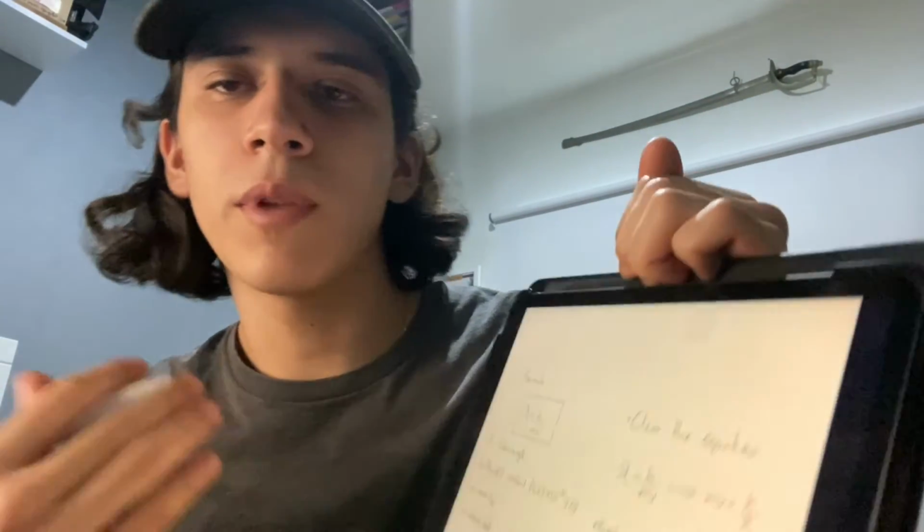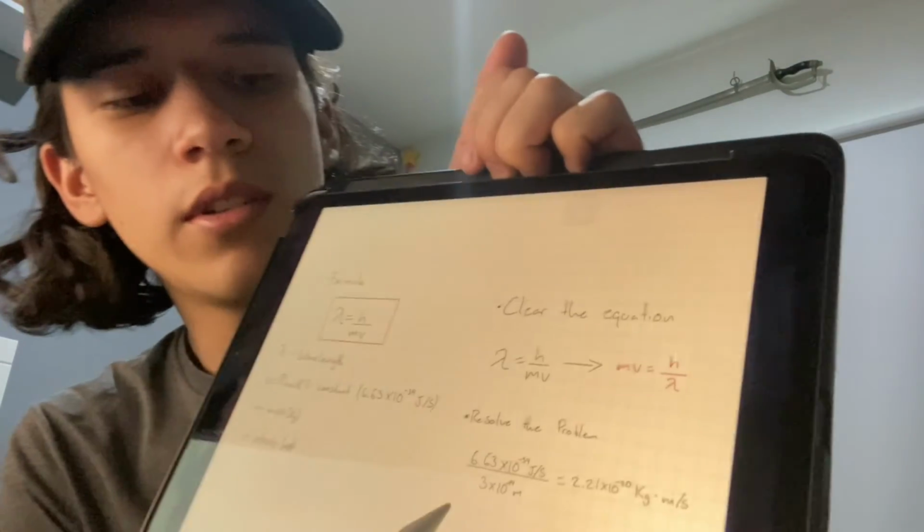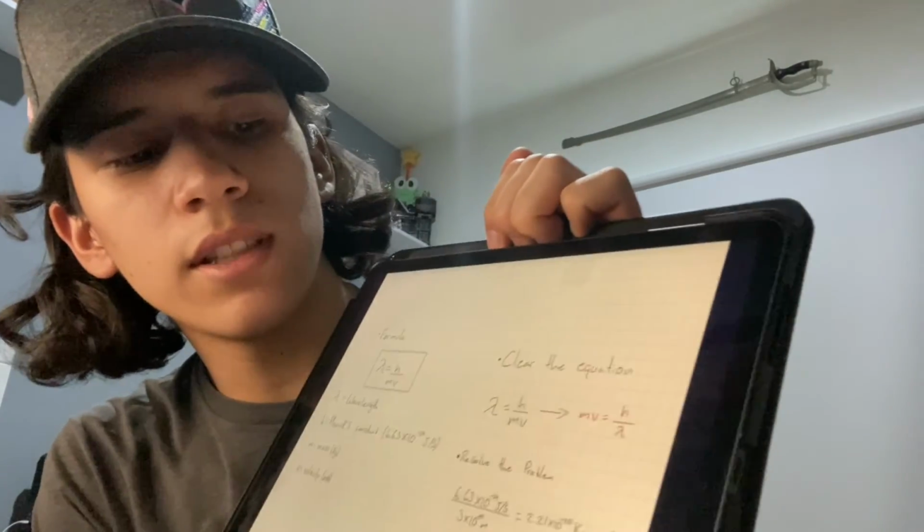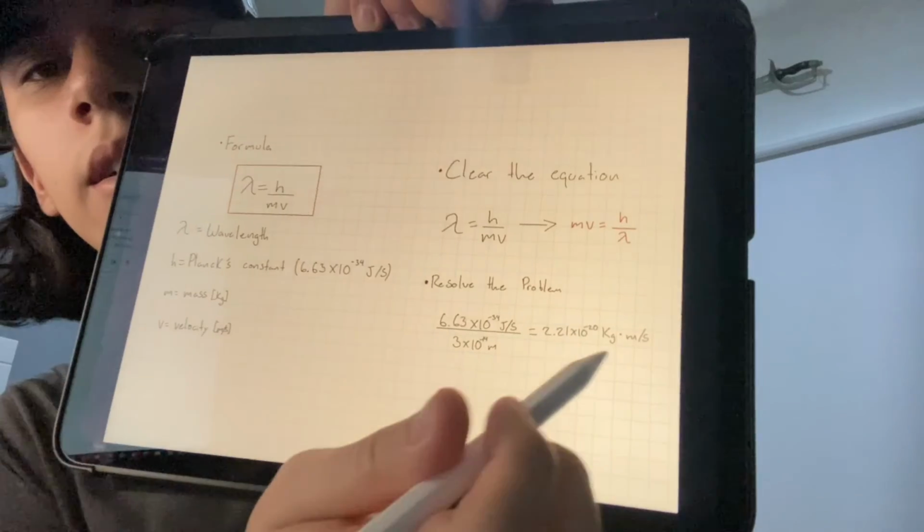Then we are going to resolve the problem. To resolve the problem, it is going to be like this. That is 6.63 by 10 raised to the power of minus 34 joules per second divided by 3 by 10 raised to the power of minus 14 meters. And the result is this one. The result is 2.21 by 10 raised to the power of minus 20 kilograms meters per second.